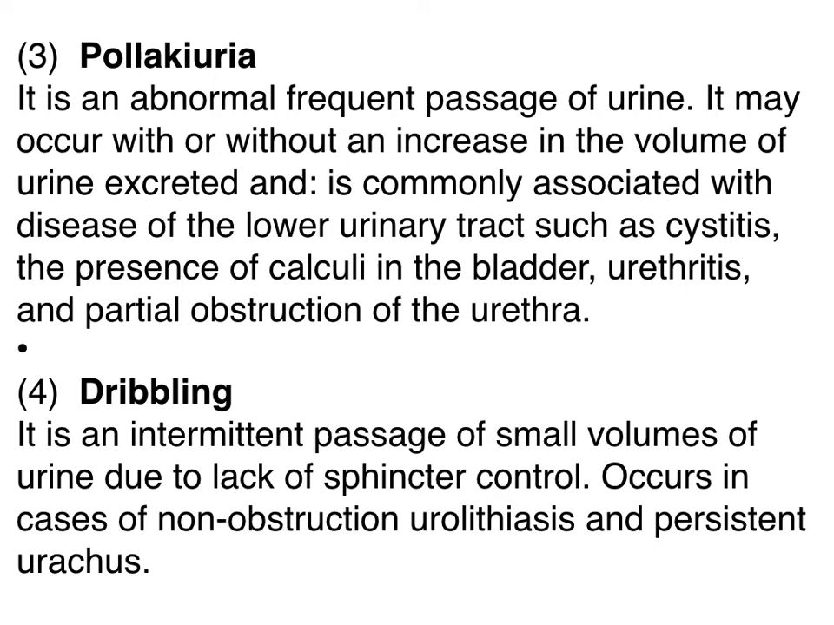Pollakiuria is abnormally frequent passage of urine. It may occur with or without an increase in the volume of urine excreted, and is commonly associated with disease of the lower urinary tract such as cystitis, inflammation of the bladder, the presence of calculi in the bladder, urethritis, and partial obstruction of the urethra. Dribbling is when urine falls in drops. It is an intermittent passage of small volumes of urine due to lack of sphincter control, occurring in cases of non-obstructive urolithiasis and persistent urachus.